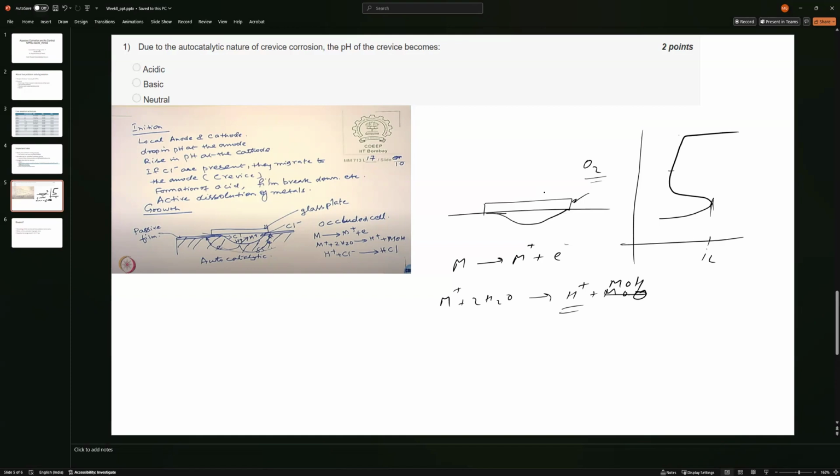So it is becoming acidic. Autocatalysis means that as the pH decreases, the corrosion rate increases further, forming a kind of positive feedback loop. Okay. Next question.